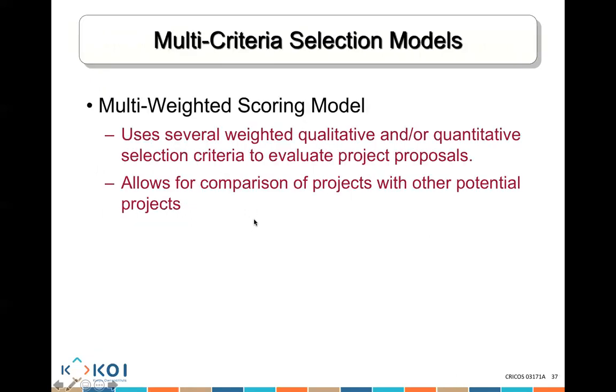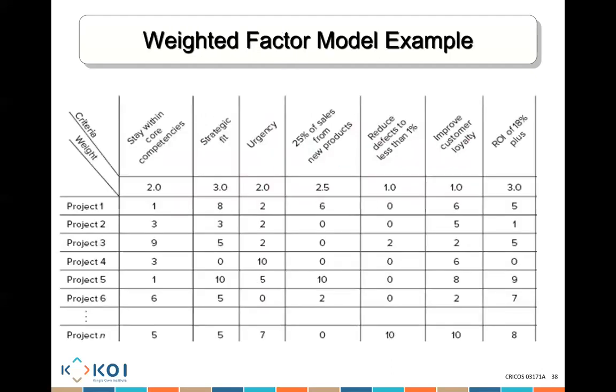There's a multi-weighted scoring model, which uses multiple weighted qualitative and/or quantitative selection criteria. And you'll see an example that you are going to be applying yourself in the tutorial today. It allows for comparison of a project with other potential projects. I'll show you an example. In this example, we have projects 1, 2, 3, 4, all the way to project N.